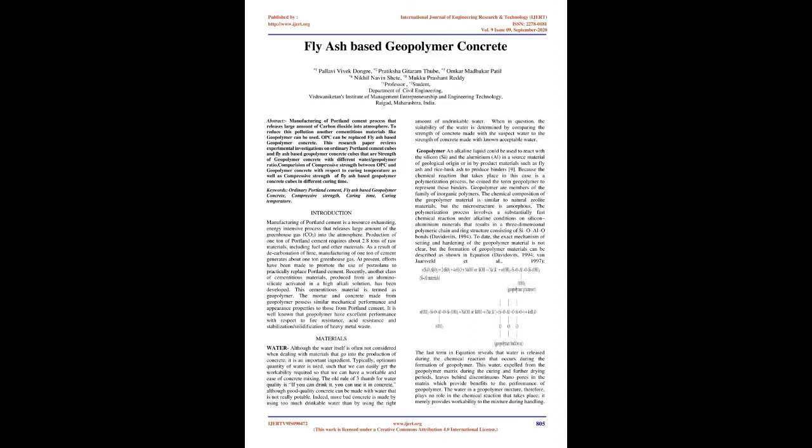The chemical composition of the geopolymer material is similar to natural zeolite materials, but the microstructure is amorphous. The polymerization process involves a substantially fast chemical reaction under alkaline conditions on silicon-aluminium minerals that results in a three-dimensional polymeric chain and ring structure consisting of Si-O-Al-O bonds.